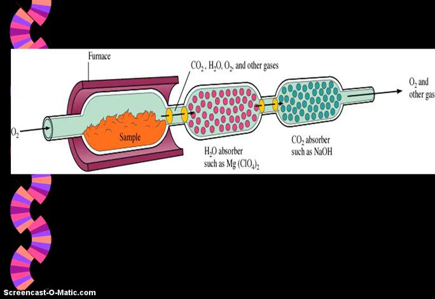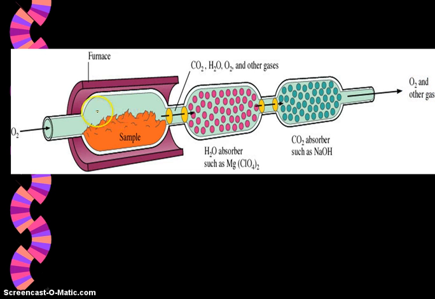The carbon dioxide and the excess oxygen and other gases would pass through that first chamber and into this next chamber, which would contain some kind of a carbon dioxide absorber. In this particular example, it's sodium hydroxide. So we know the mass of the sodium hydroxide before the combustion takes place. We know the mass after the combustion has taken place, where that sodium hydroxide has absorbed all of the carbon dioxide that was produced, and the difference between the two would be the mass of the carbon dioxide that was produced during the combustion. Any excess oxygen and other gases would then leave the chamber.